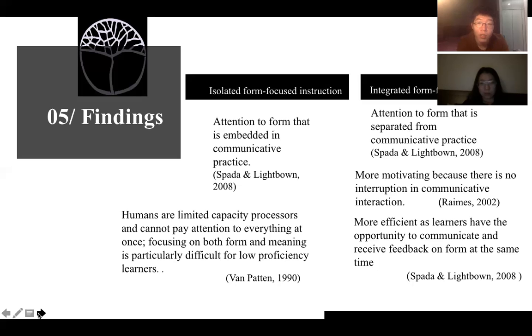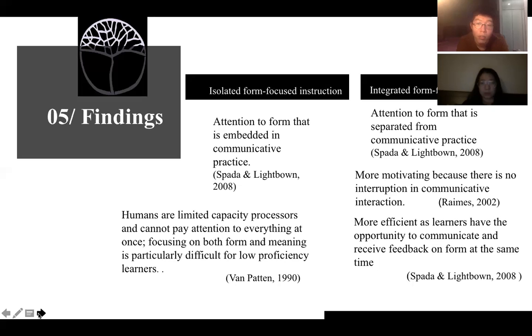These findings might lead to the conclusion that isolated FFI may be more effective when less salient language features are the target of instruction and are not easily heard or noticed in the input. Isolated FFI may also be more beneficial for low-level proficiency learners who will not be able to make the form-meaning connections because they are having difficulty understanding the input.